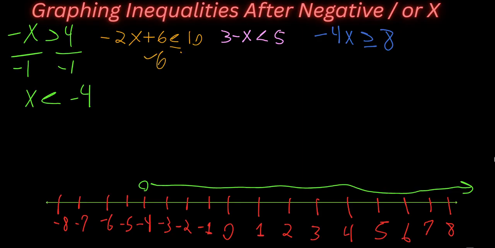Now we got a 2-step here. We subtract 6 from both sides. We find -2x is less than or equal to 4. We divide both sides by -2. We find that x, we flip the inequality sign, is greater than or equal to -2.